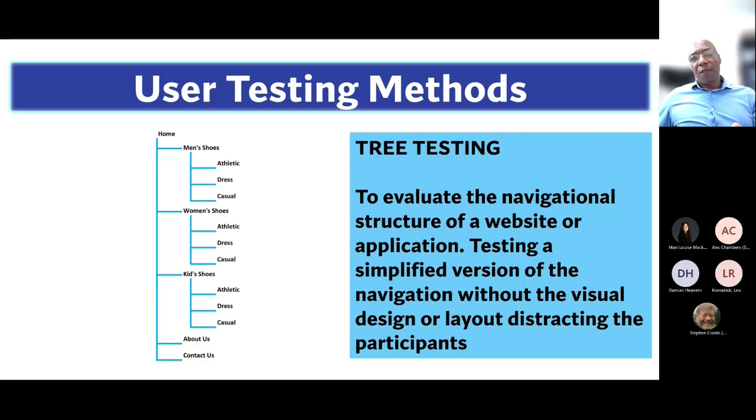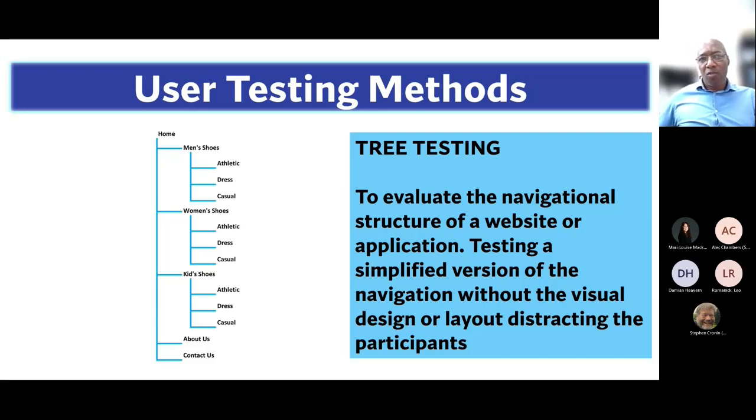Suppose you're testing a prototype for a new e-commerce website that sells shoes. You want to test the navigational structure of the website to ensure that your users can easily find the shoes they're looking for. To do this, you create a simplified tree structure of the website's navigation, which looks like this. You then recruit your participants and ask them to complete a set of tasks, such as finding a specific type of shoe or navigating to a particular page.